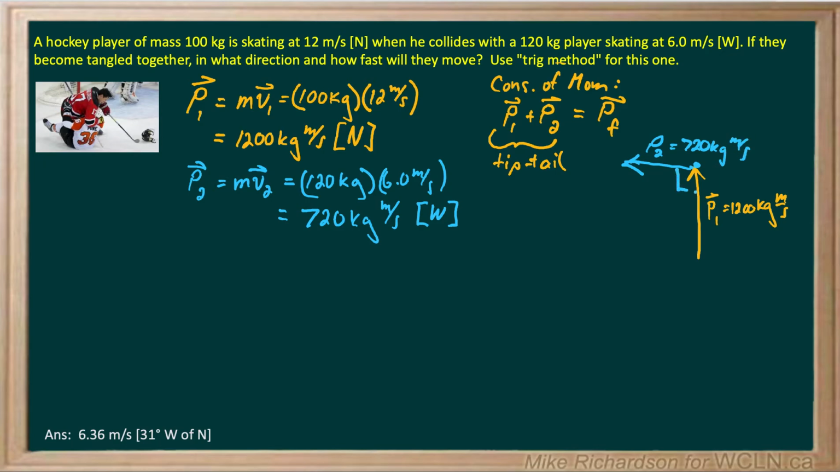Now that's supposed to be 90 degrees. I apologize for my lousy drawing there. So we've got a 90-degree angle in there because one's north and one's west. So we've got a right triangle. My overall answer, P final, will be from the start of this triangle towards the finish. So it'll look like this, from here to here. Like that. So there's P final that we're looking for.